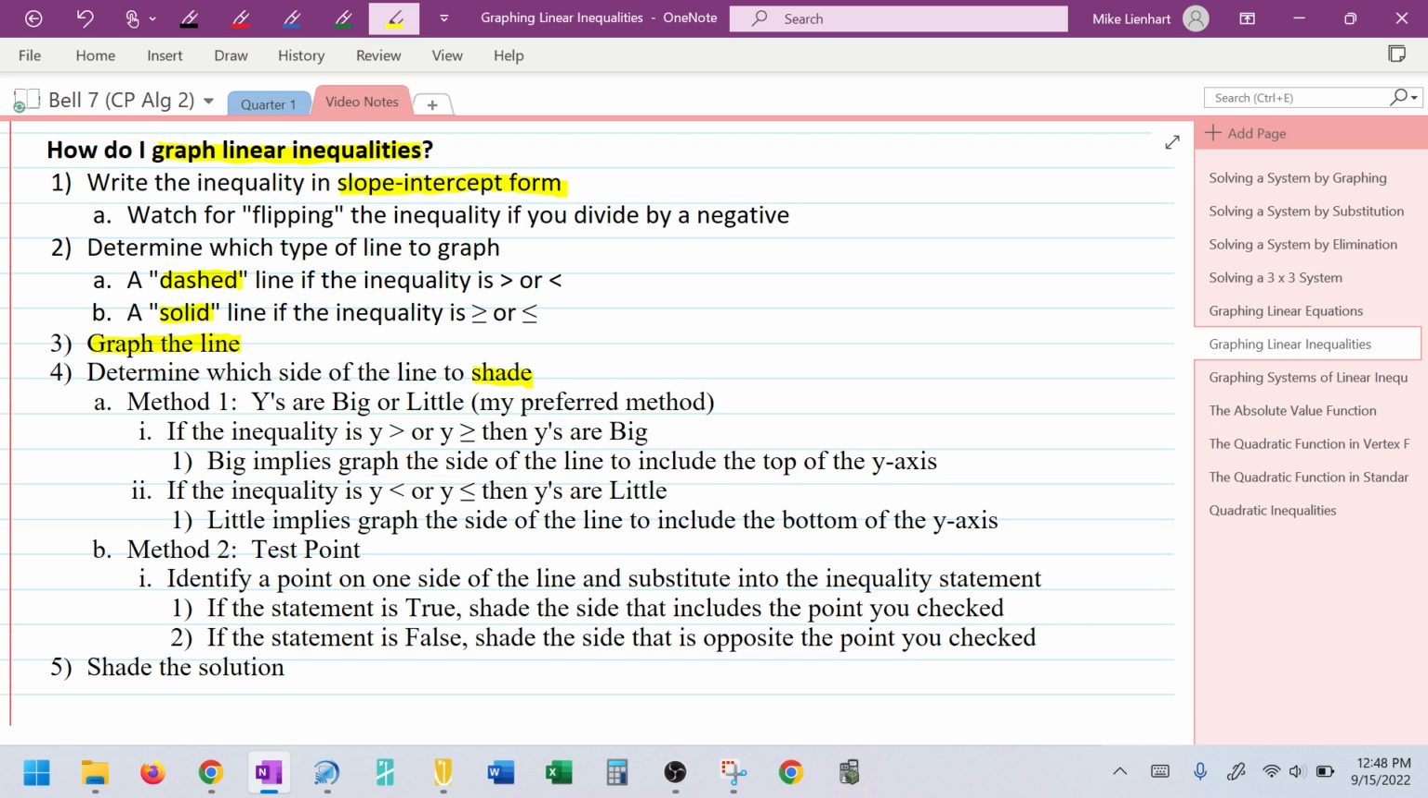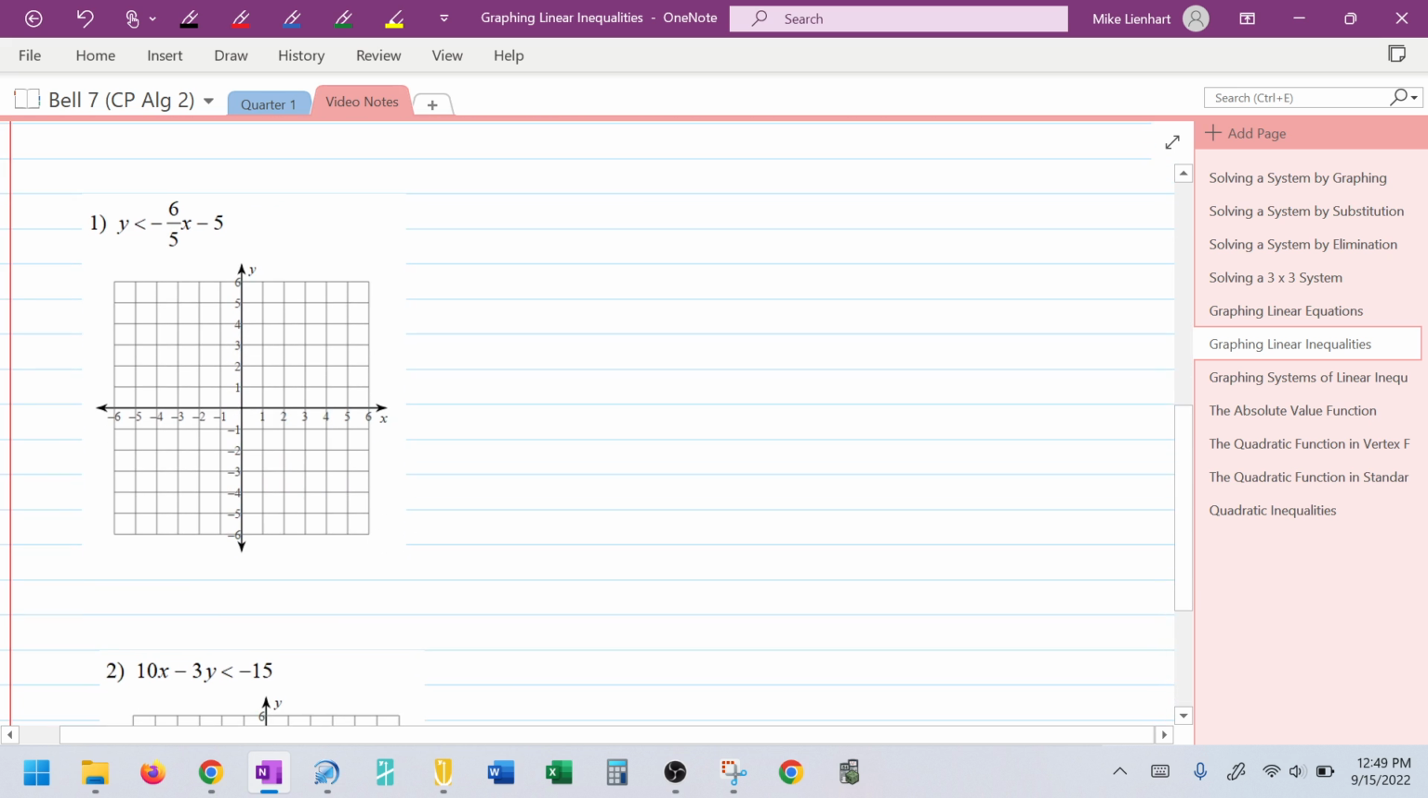What most textbooks are going to recommend is the test point method, where you identify a point on one side of the line, you then plug that point into the inequality, simplify, and if the resulting statement is true, you shade the side that includes that point. If the resulting statement is false, shade the opposite side of the point that you chose. But after I graph the line and I decide how to shade it, the last thing I'm going to do is shade it. So let's look at a couple examples together.